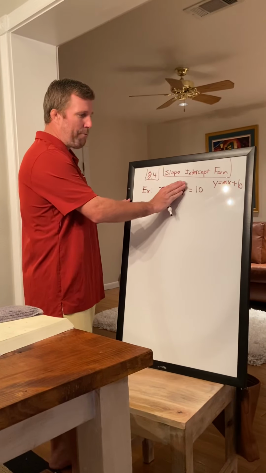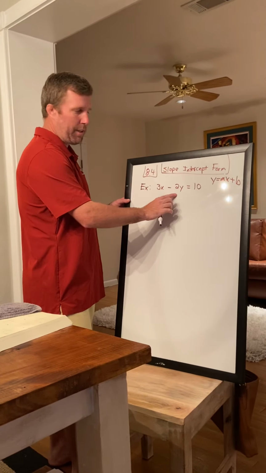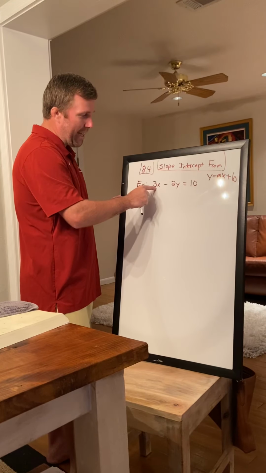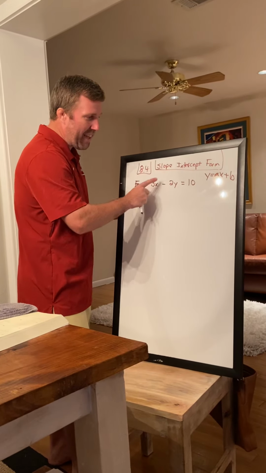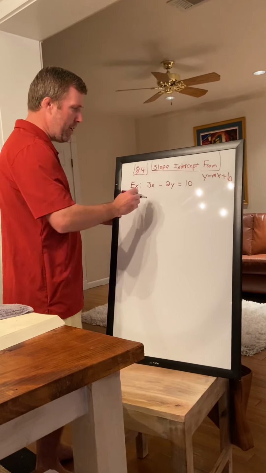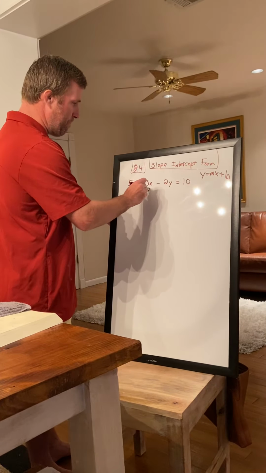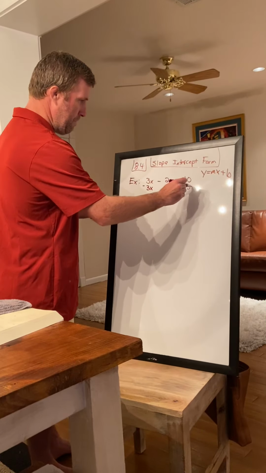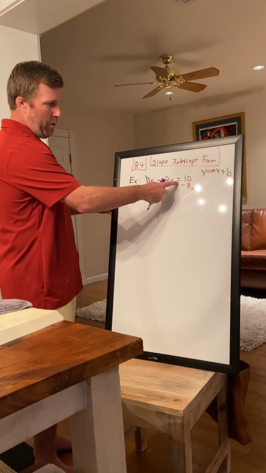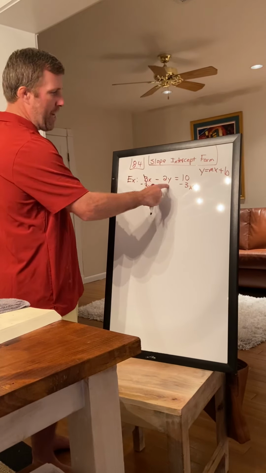Remember, I can't fool with the y term first, because that's multiplication and division. I have to get rid of the addition and subtraction. I have to get the x term to the other side. So I'm going to subtract 3x from each side. So 3x minus 3x cancels. On the left side of the equal sign, I'm left with negative 2y.